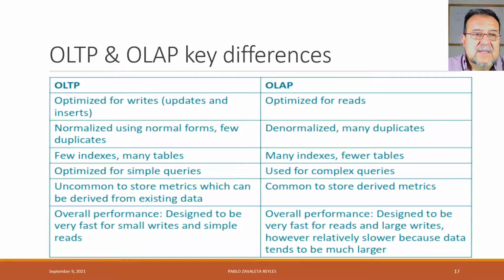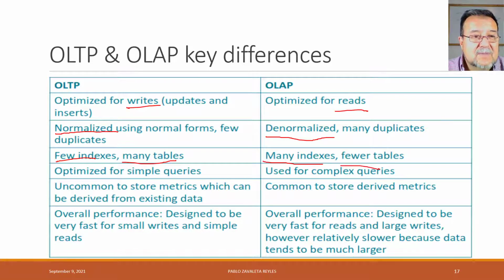The key differences are that the OLTP are optimized for writes, whereas the OLAPs are optimized for reads. Here, usually, they are normalized. Here we don't care too much about being normalized. We care about finding out what happens. As a consequence of being normalized, we have few indexes and many tables. Here we might have many indexes and fewer tables. These are optimized for simple queries, and here for complex.